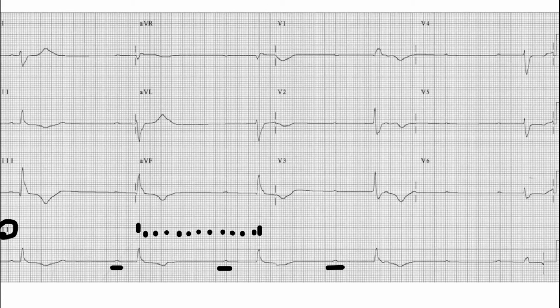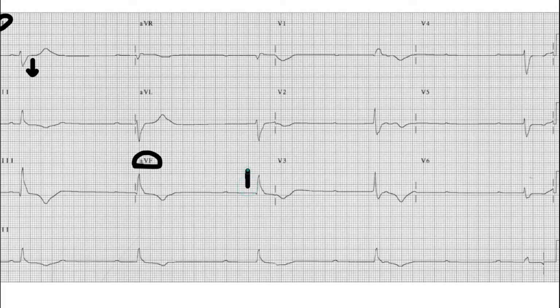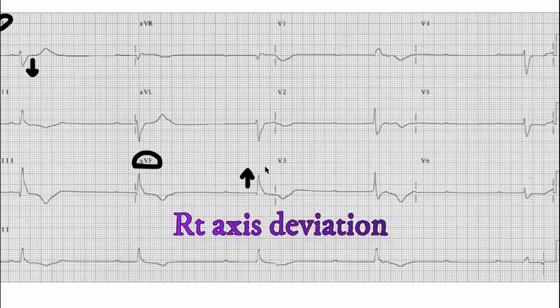Next we will move on to the axis. As you know, for axis we look at the direction of QRS complexes in lead 1 and lead aVF. This is lead 1 and lead aVF. As you can see, the QRS complex is negative in lead 1 while it is directed upwards, or positive, in lead aVF. So by rule of thumb, the axis in this case is right axis deviation.